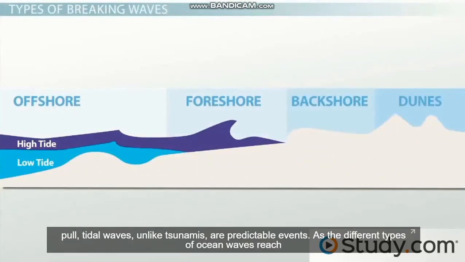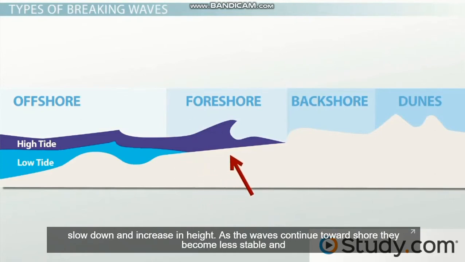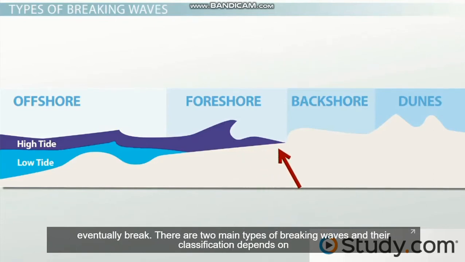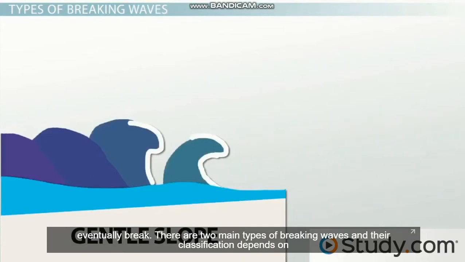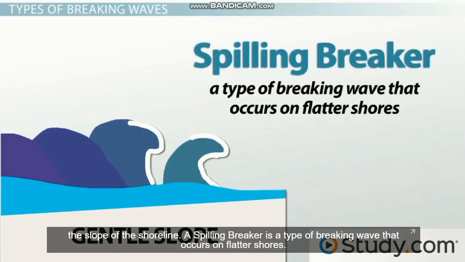As the different types of ocean waves reach the shallow waters near the shore, they begin to interact with the ocean floor, causing the waves to slow down and increase in height. As the waves continue towards shore, they become less stable and eventually break. There are two main types of breaking waves, and their classification depends on the slope of the shoreline. A spilling breaker is a type of breaking wave that occurs on flatter shores.